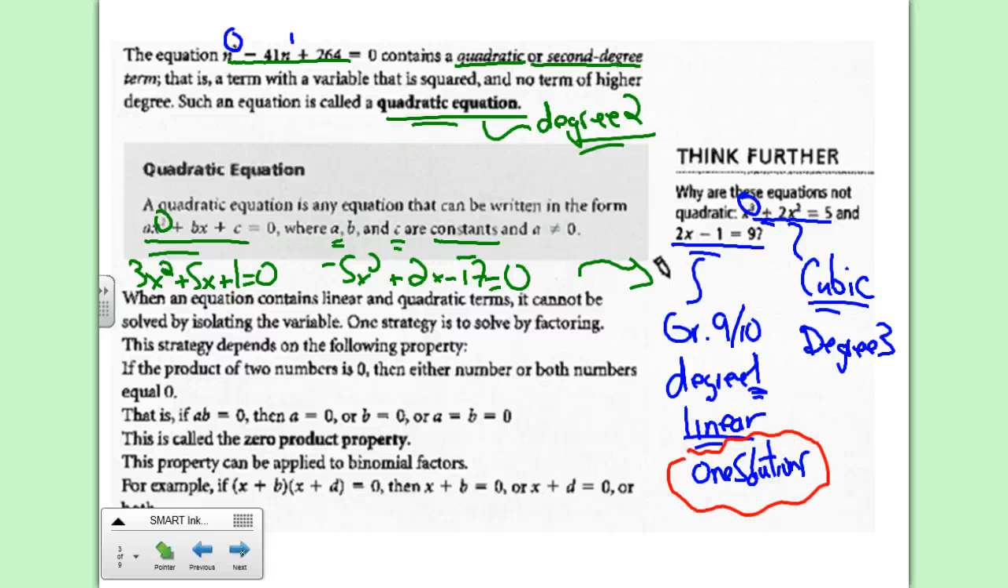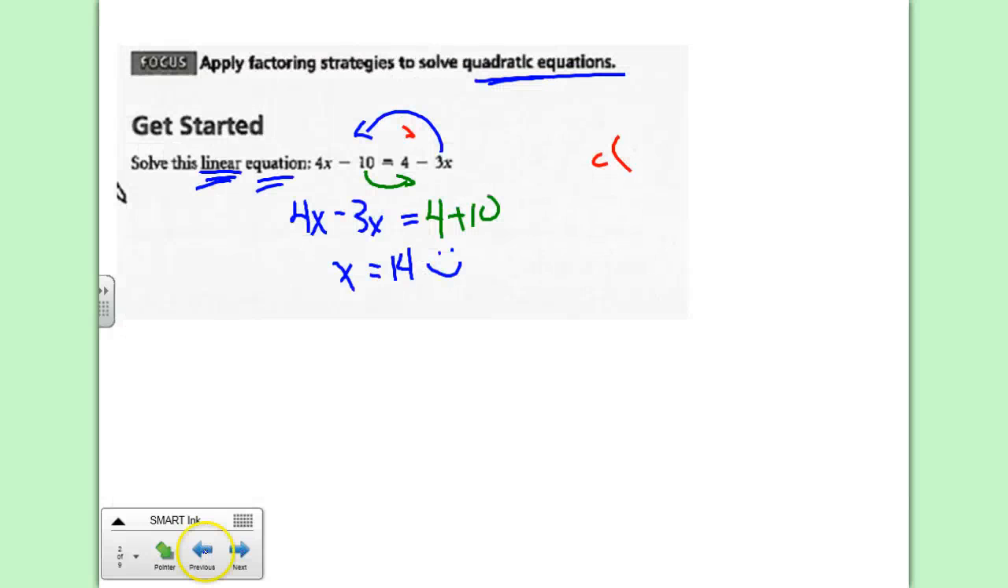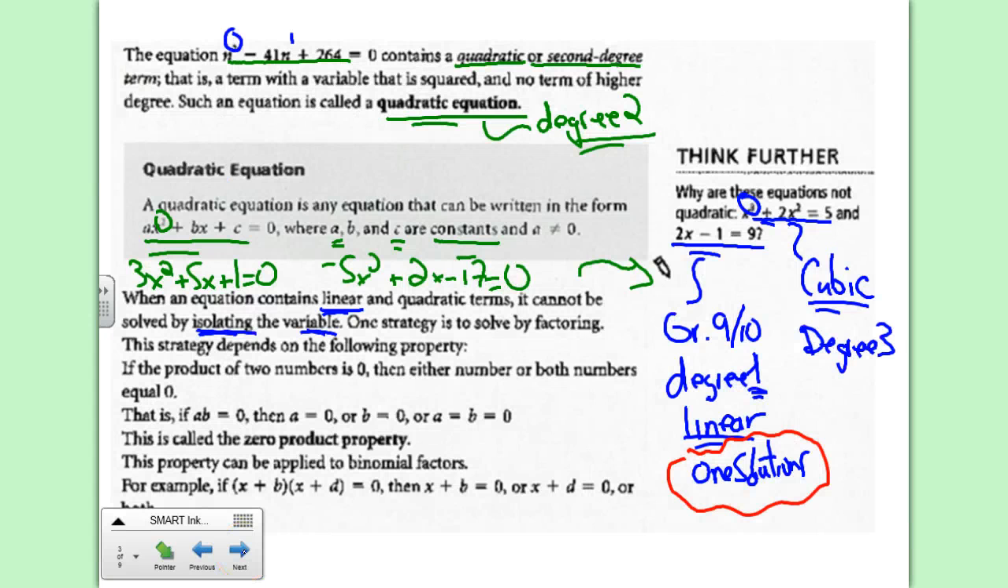How will quadratics change? The skills for a linear equation, solving by isolating the variable like we did back here, are not going to work. Isolating the variable on one side isn't going to happen. One strategy that you use is factoring, hence why we reviewed it in 3.1. This strategy depends on the following property. If the product of two numbers is 0, then either one number is 0 or both numbers are 0.